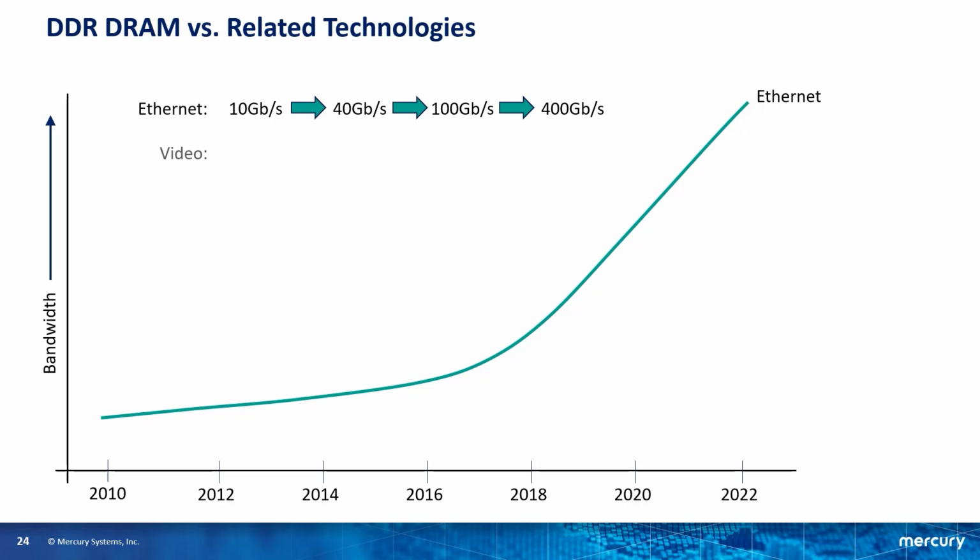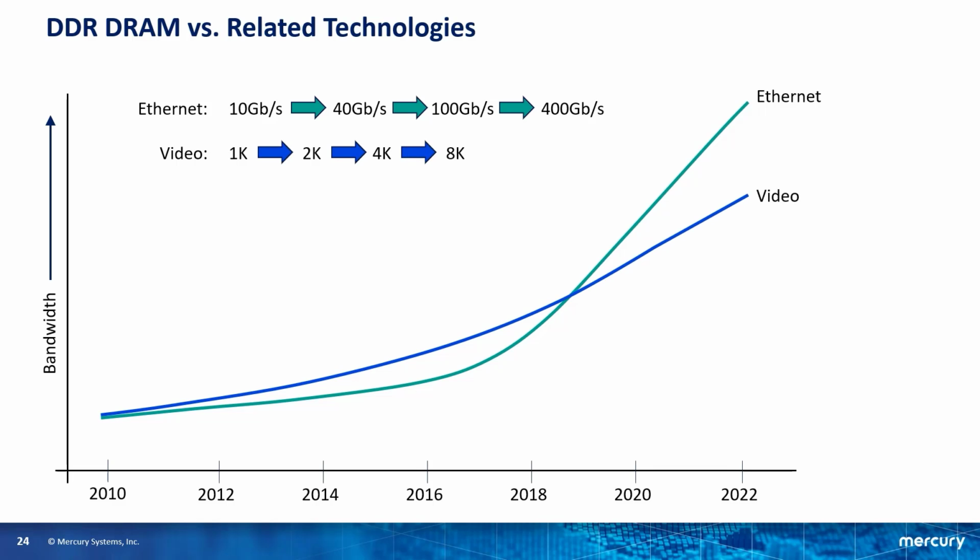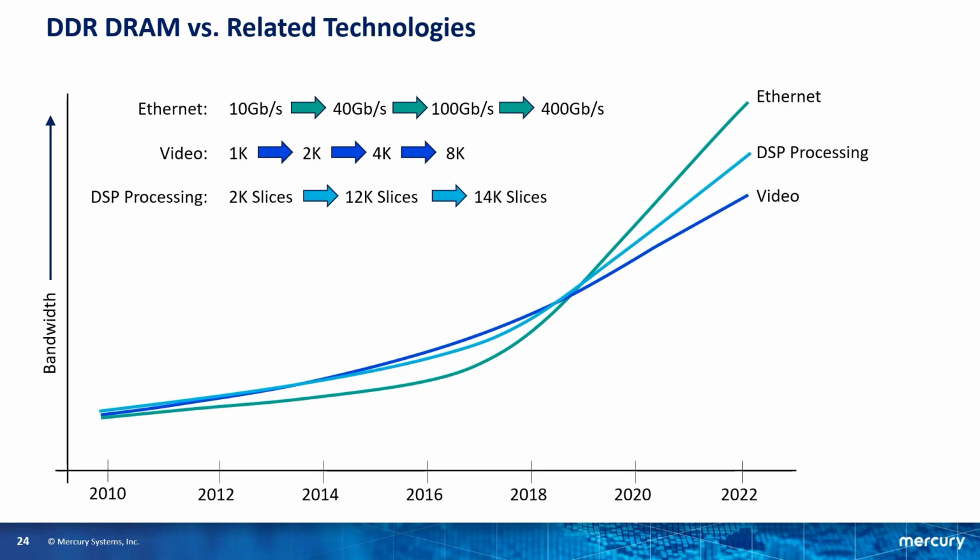12 years ago, we were watching high-def video at 1K. Then we moved to 2K, and today we're at 4K, with practical 8K capture and playback systems starting to hit the market. DSP processors. Back in 2010, we were happy with 2,000 DSP slices in a Virtex 6. Now we've moved to 12,000 slices, and today we have FPGAs with over 14,000 DSP slices.